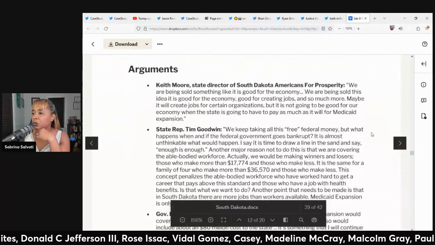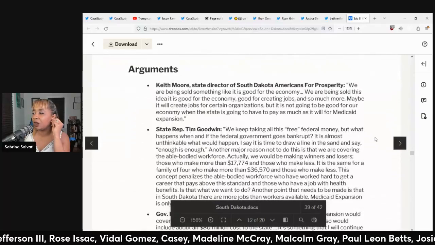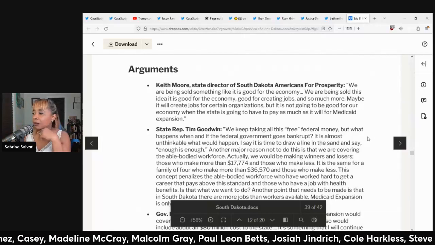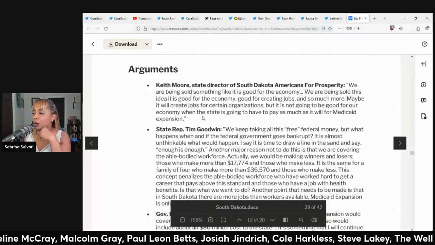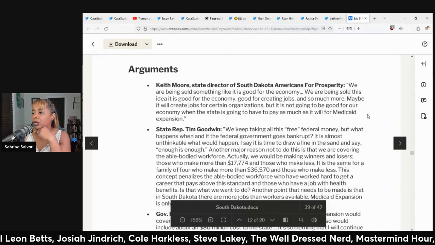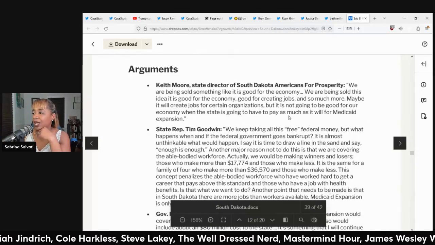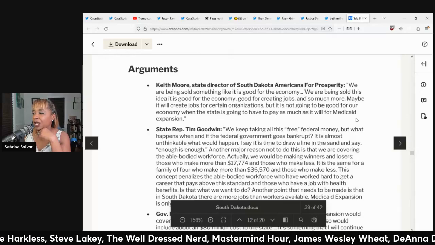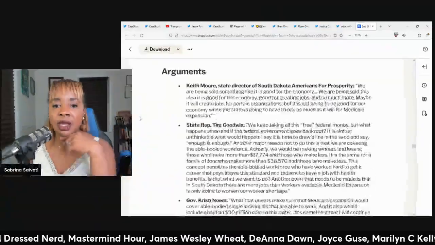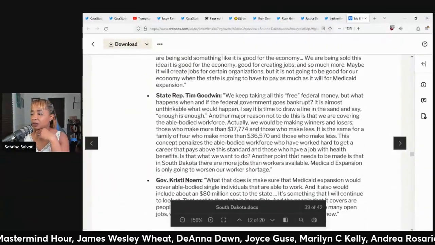And one of the arguments: we are being sold something like it's good for the economy. We are being sold this idea. It is good for the economy, good for creating jobs and so much more. Maybe it will create jobs for certain organizations, but it is not going to be good for our economy when the state is going to have to pay as much as it will for Medicaid expansion. But they already told you it actually saves the state money. So that argument is void. Next.